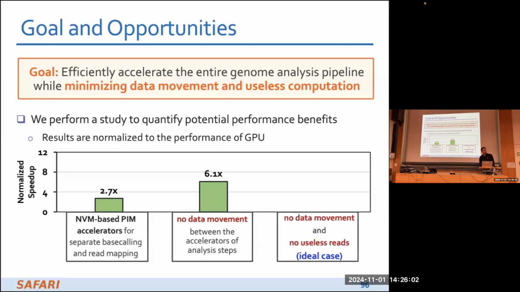Then we further assume there is no data movement and there are no useless computations, no useless reads that were unnecessarily base called and read mapped. This is the ideal case. When we look at this, what we see is that we can achieve a 6x speedup compared to the case where we don't have an accelerator. So this is a motivation for us. This is how we start. And then we ask, how can we achieve or get close to this ideal case?